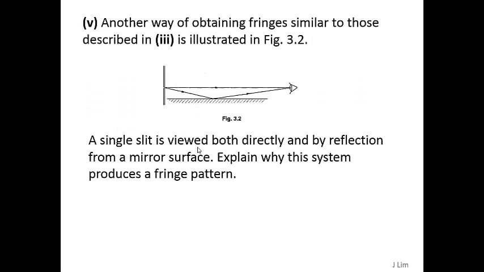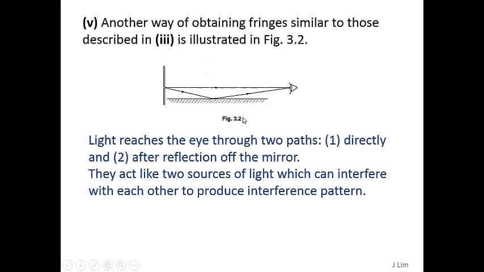Another way of obtaining fringes similar to those described in part 3 is illustrated in the figure. A single slit is viewed both directly and by reflection from a mirror surface. Explain why this system produces a fringe pattern. Now, light reaches the eye through two paths: one directly, and two after reflection off the mirror. They act like two sources of light which can interfere with each other to produce an interference pattern.